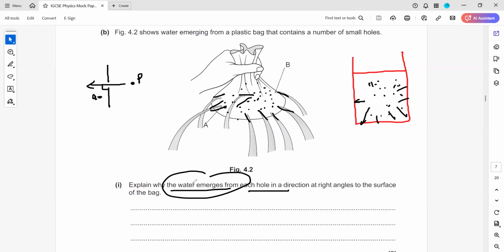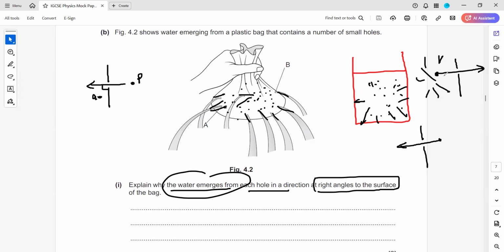So how to score 2 marks here? One thing, the liquid applies pressure in all directions, that is 1 point. And why are the particles coming out at a right angle to the surface? It means that at the surface, the pressure on the particle is 90 degrees, or perpendicular. That's why all the particles are coming out at 90 degrees. Particles can apply pressure in all directions, but at the surface the pressure is 90 degrees to the surface. That's why all the particles are coming out perpendicular to the surface, or at a right angle to the surface.